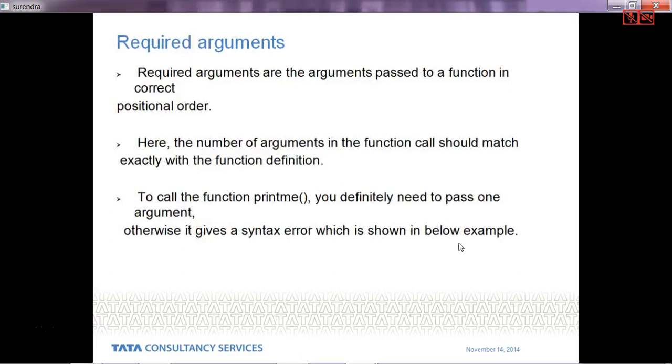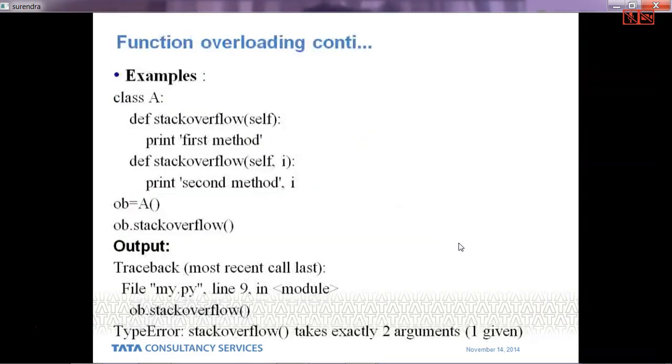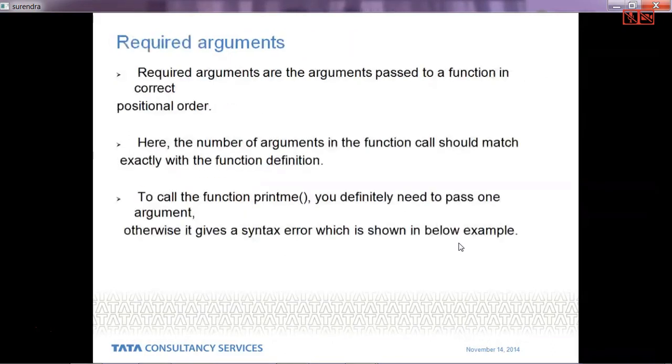Required arguments are the arguments passed to a function in the correct positional order. Correct positional order means if I define a function with n parameters, you need to pass the arguments in the correct positional order. Hence the number of arguments in the function call should match exactly with the function definition. In the previous example, if I define 2 parameters, I need to pass 2 arguments to this function. I need to pass them in the correct way, then only it is going to get compiled and executed properly.